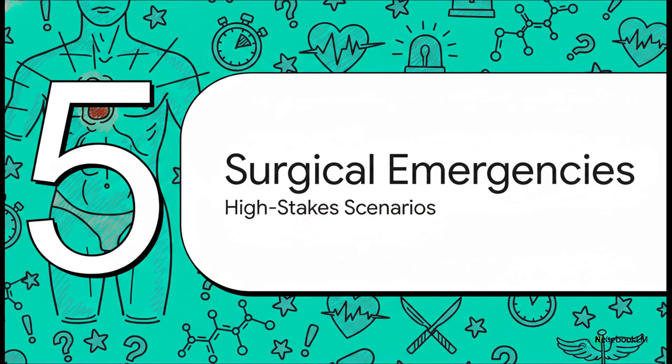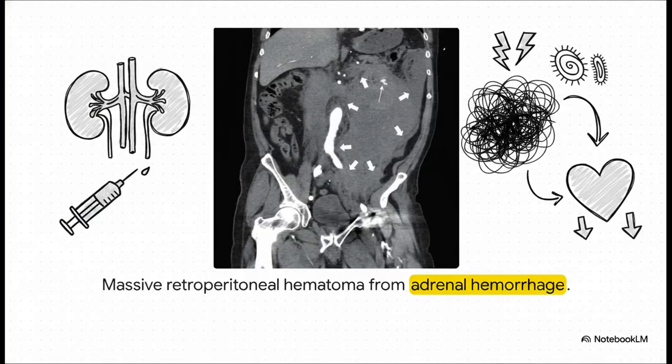Finally, Section 5, Surgical Emergencies and Conclusion. Okay, we've talked a lot about planned operations and methodical algorithms, but now we have to cover the life-or-death scenarios. These demand immediate, reflexive recognition from you as a clinician. Analyze this scan. You are looking at a massive left retroperitoneal hematoma secondary to an acute adrenal hemorrhage.